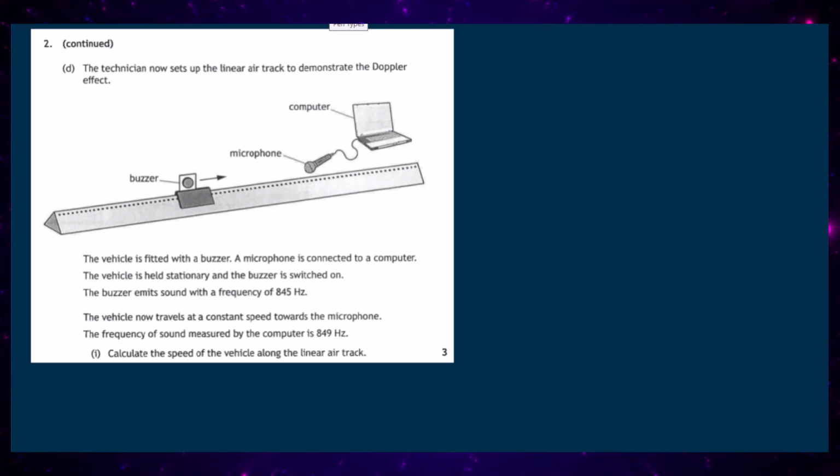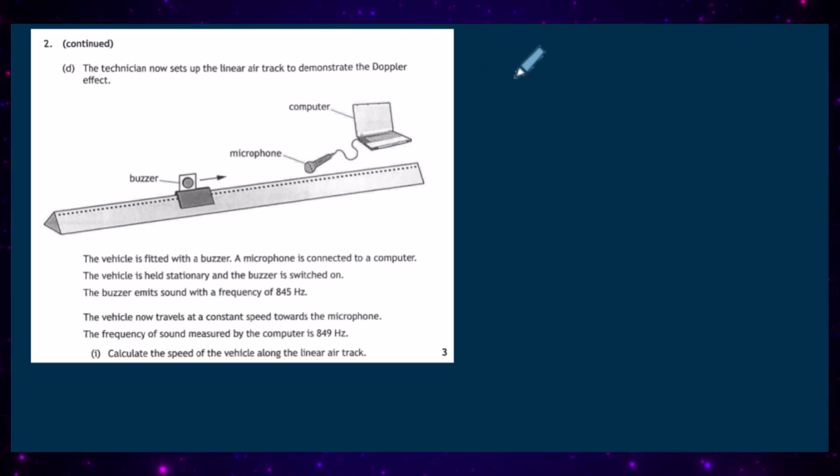The buzzer emits sound with a frequency of 845 Hz, and for 3 marks it says the vehicle now travels at a constant speed towards the computer, or the microphone, and the frequency of sound measured by the computer is 849 Hz. And we've got to calculate the speed of the vehicle along the linear air track.